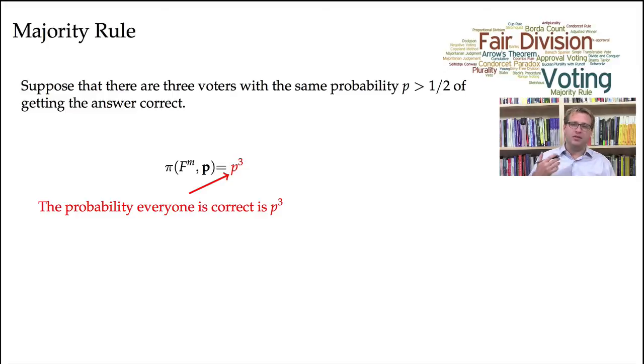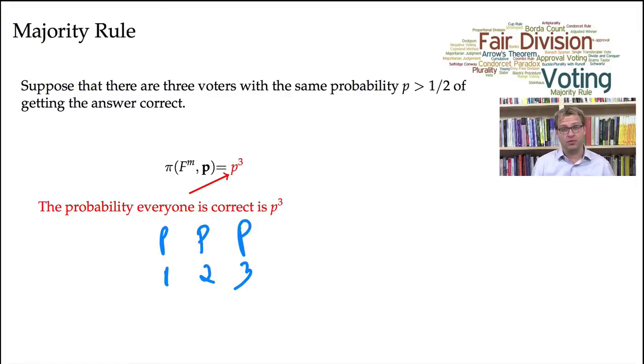It's going to be the probability that everybody gets the answer correct, which is going to be p to the third power. So why is that? Well, we have 3 voters, voters 1, 2, and 3. What's the probability that voter 1 gets the answer correct? Well, p. What's the probability that 2 gets the answer correct? P. And what's the probability that 3 gets the answer correct?